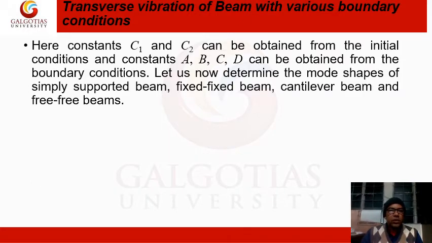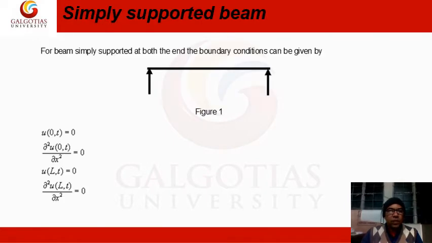So here constants C1 and C2 can be obtained from the initial conditions, and constants A, B, C, D can be obtained from the boundary conditions. Let us now determine the mode shape of the simply supported beam, fixed beam, cantilever beam, and the free beam. So we will have the conditions for these types of beam: fixed beam, cantilever beam, and free beam. This is the simply supported beam.